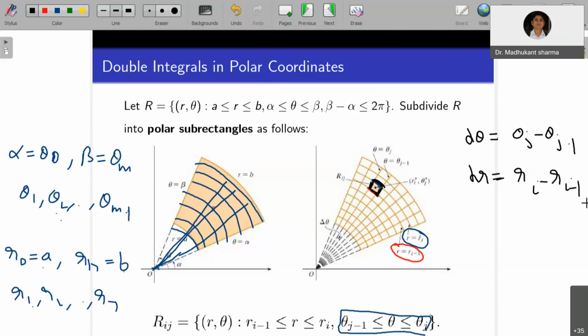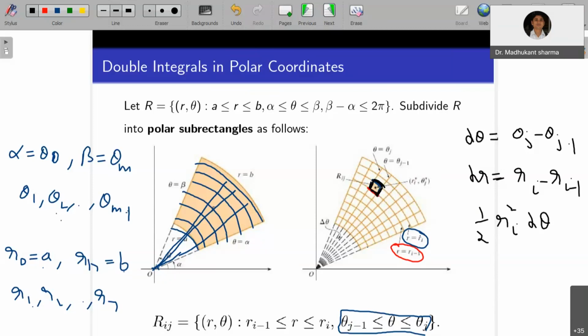Okay, let's denote this. Now you are interested in finding the area of this. So first, with respect to r equals ri, what is the area covered by the angle d theta? Just now we have learned it is 1/2 ri square d theta, right? Because the angle is d theta.